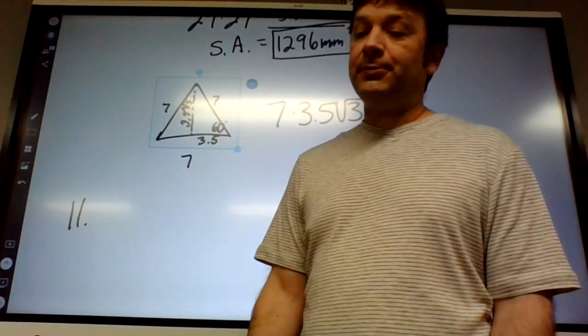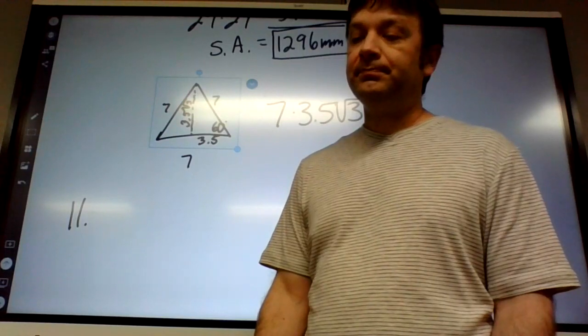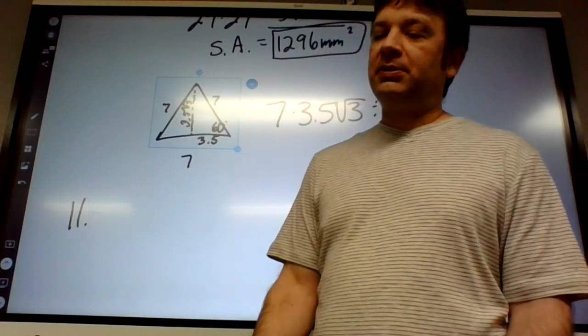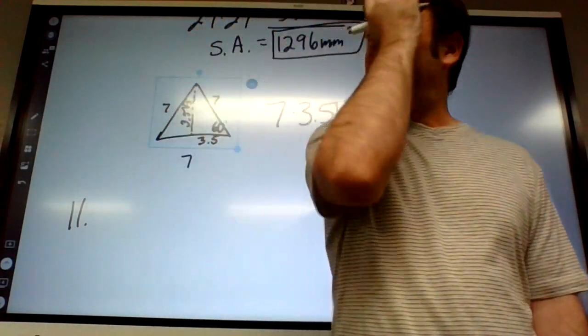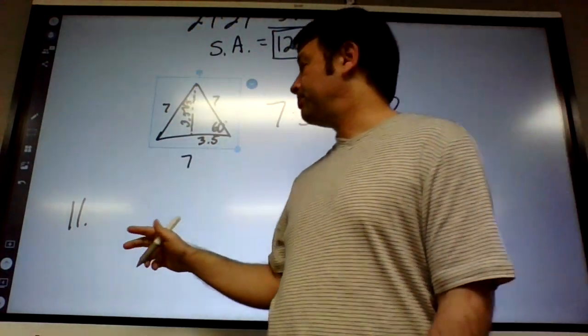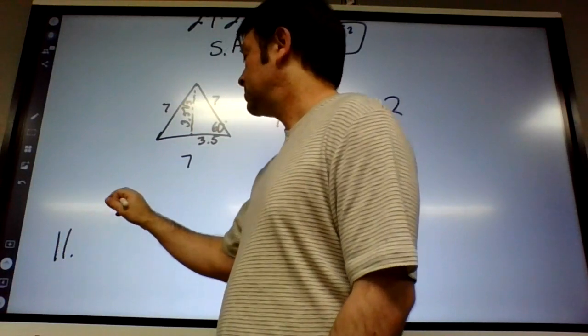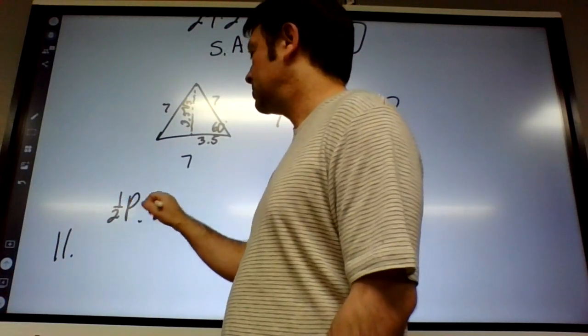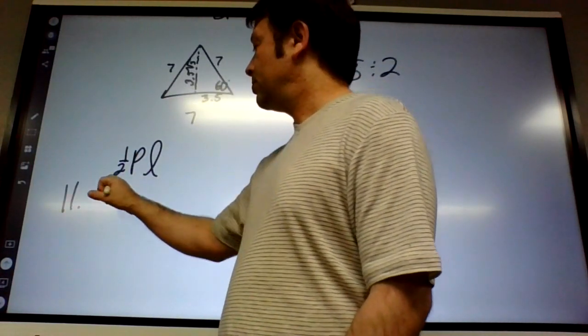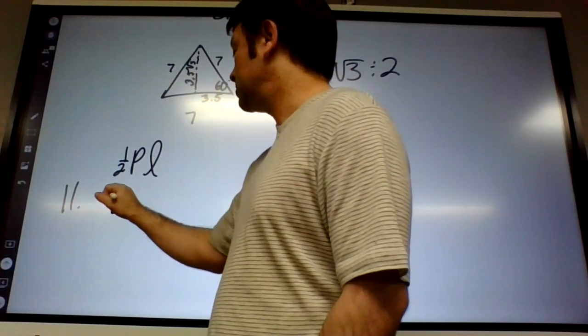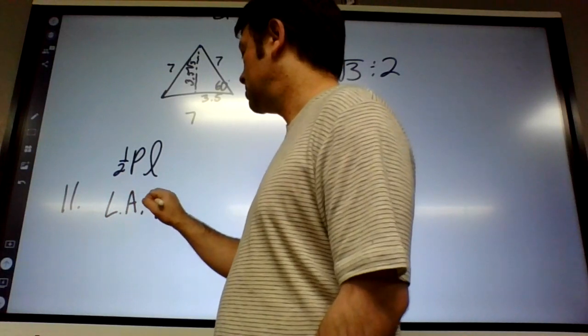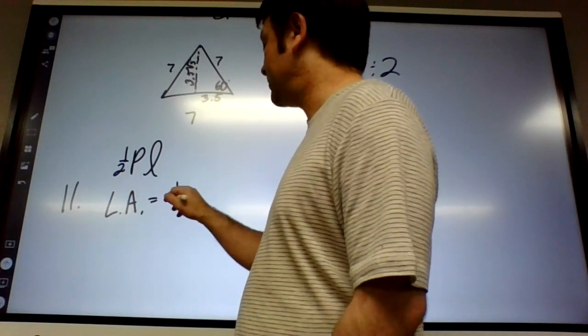Number 11. Okay, so let's go back to it again. How do we find the lateral area of a pyramid? 1/2 times perimeter times L. Perimeter times slant line. What would the perimeter have to be on number 11? 25. Yeah, 5 times 5.